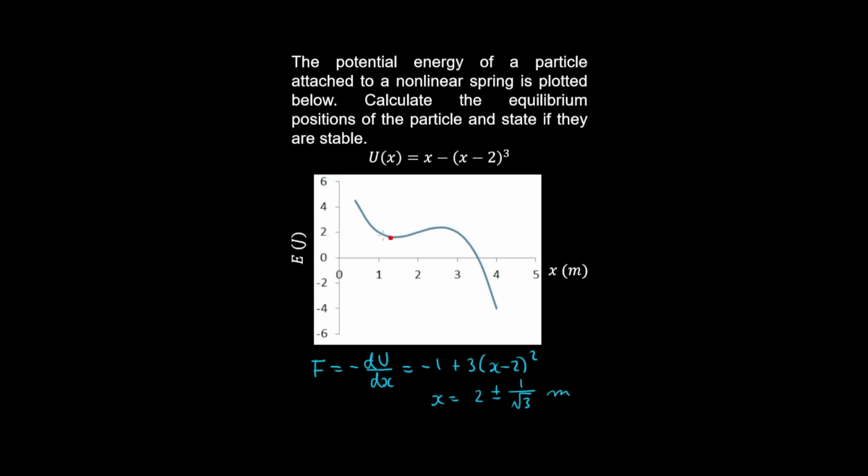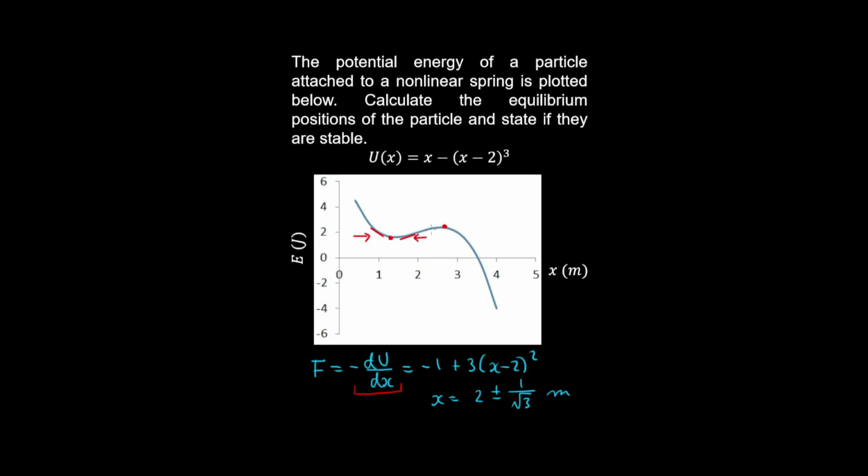And now for this equilibrium point, we can see that the slope of the tangent to the curve is negative, so therefore, the force is positive. So it's going to point in a positive direction. And on this side, the slope of the tangent to the curve is positive, so the force is going to point in the negative direction. So therefore, the force is a restoring force, pulling that particle towards equilibrium.